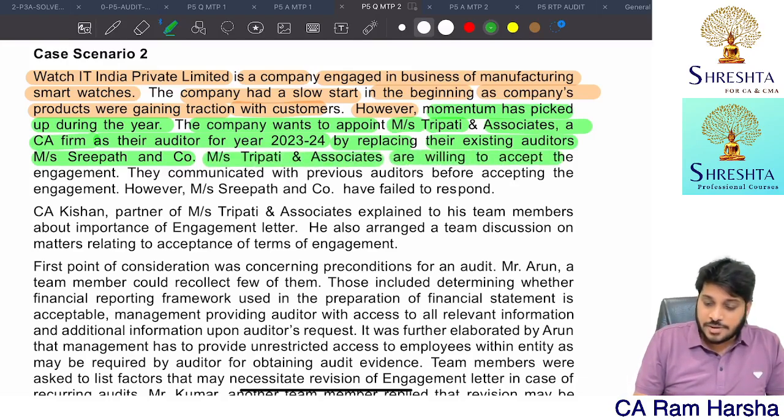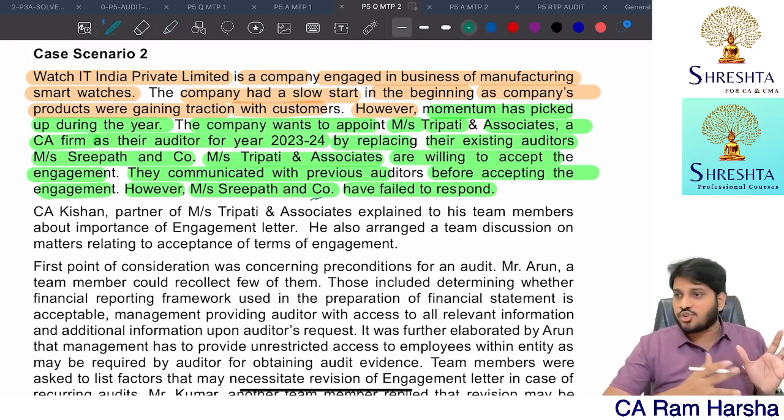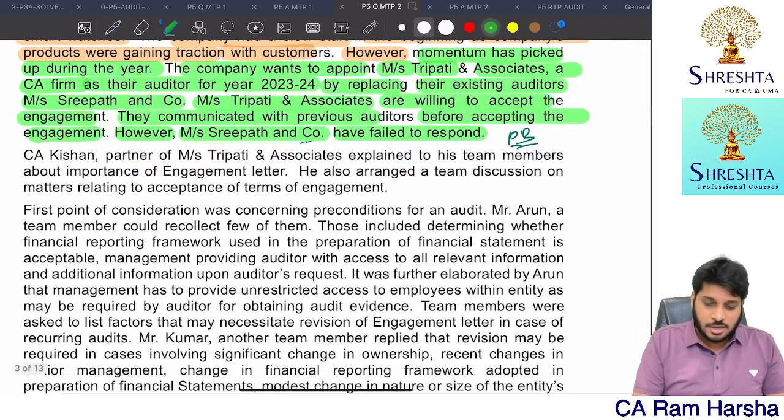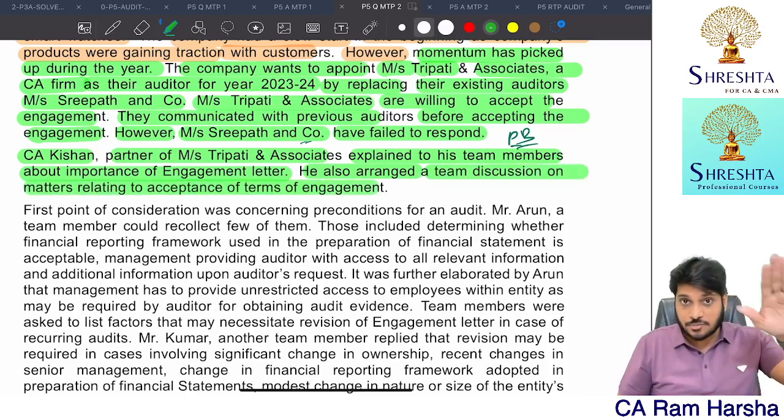Tripathi Associates are willing to accept the engagement. They communicated with previous auditors before accepting the engagement, which is professional courtesy. However, Sripath & Co. have failed to respond. You know, the outgoing auditor has to respond to the incoming auditor. It's professional behavior. CA Kishan, a partner of Tripathi Associates, explained to his team members the importance of the engagement letter. He also arranged a team discussion on matters relating to acceptance of terms of engagement.